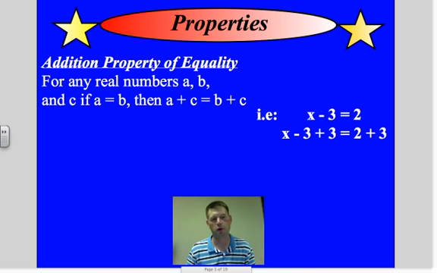Okay, the addition property of equality says for any real numbers a, b, and c, if a equals b, then a plus c equals b plus c. And so for an example over here we have x minus 3 is equal to 2. So by the addition property, we can say x minus 3 plus 3 equals 2 plus 3. Okay, so those are things you can fill in your notes. And we're just saying that as long as you do something to both sides of the equation, then you're going to be fine. Okay, so always remember that. You might want to note that down. What I do to one side, I have to do to the other.